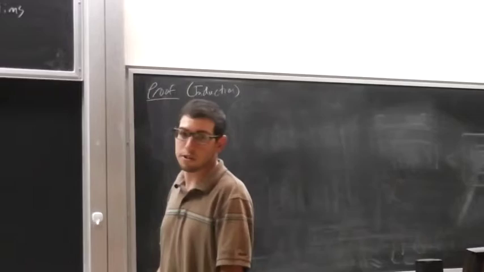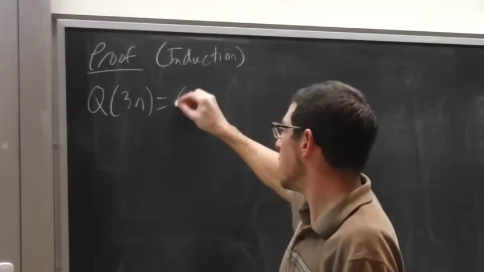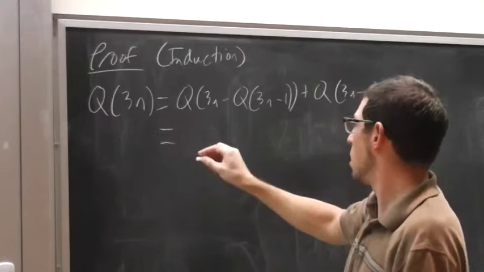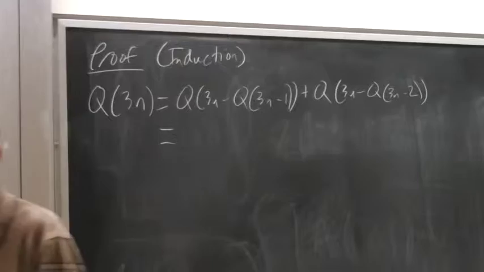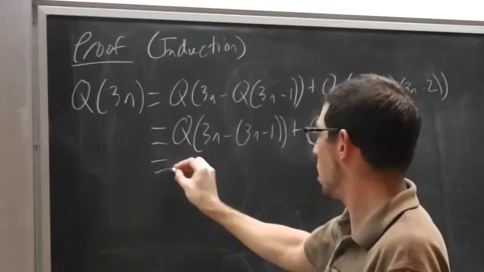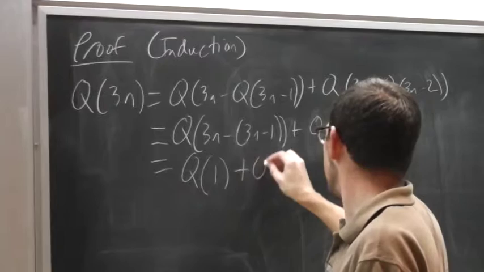Well, Q of 3n is going to be Q of 3n minus Q of 3n minus 1, plus Q of 3n minus Q of 3n minus 2. Well, Q of 3n minus 1 falls here, but n is n minus 1, so you're going to get 3n minus 1 for that. This is Q of 3n minus (3n minus 1). And then here we just get the 3, so Q of 3n minus 3. So now the 3n's here cancel out. So this is just Q of 1. And then this is Q of 3n minus 3.